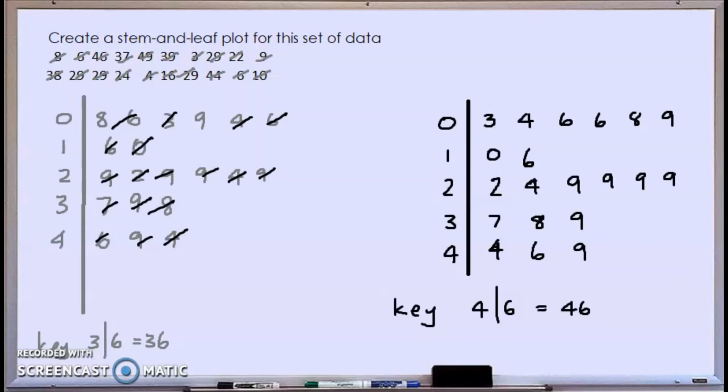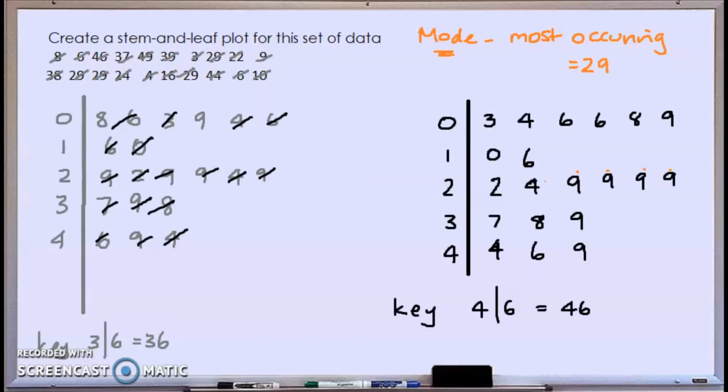Now what I can say is I can start comparing my data. And I can say things like, I can see that there are more numbers on the top part, so lower numbers, than there are really high numbers. I can see that the mode, and the mode is the most occurring number. I can see that 29 appears 4 times.